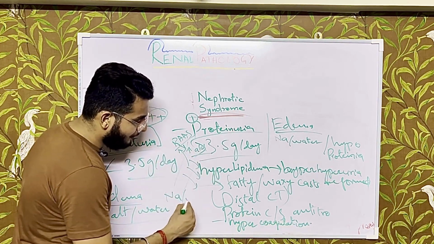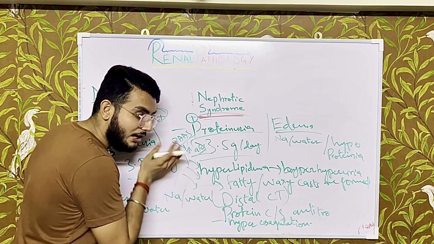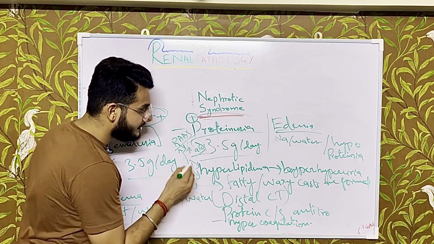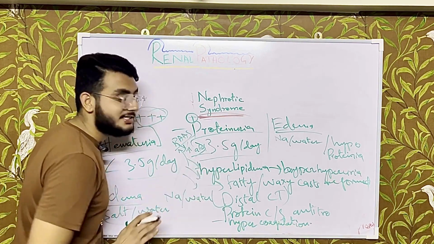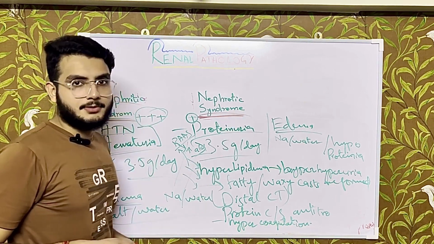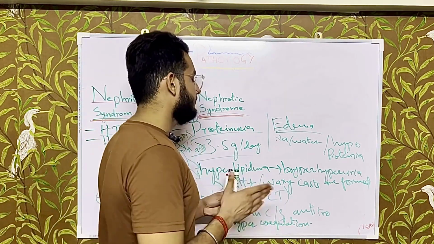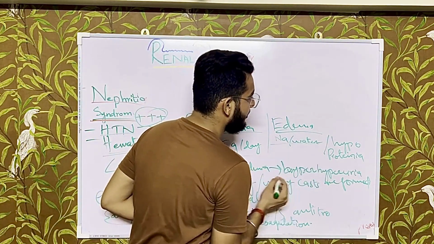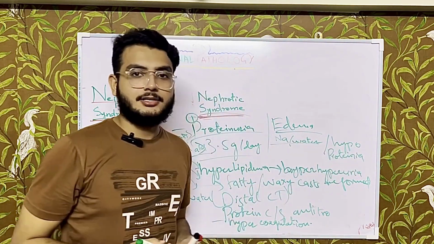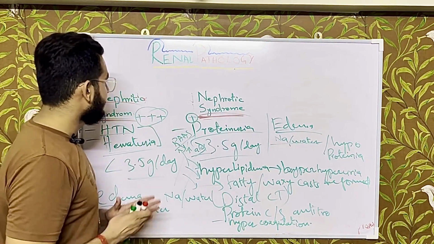So sodium and water are retained, due to which the fluid volume in the blood increases, and this fluid now oozes out into the interstitial spaces, thereby causing the edema. So salt and water retention is a much more important cause in the generation of edema in the nephrotic syndrome than the hypoproteinemia. This must be clear to you.